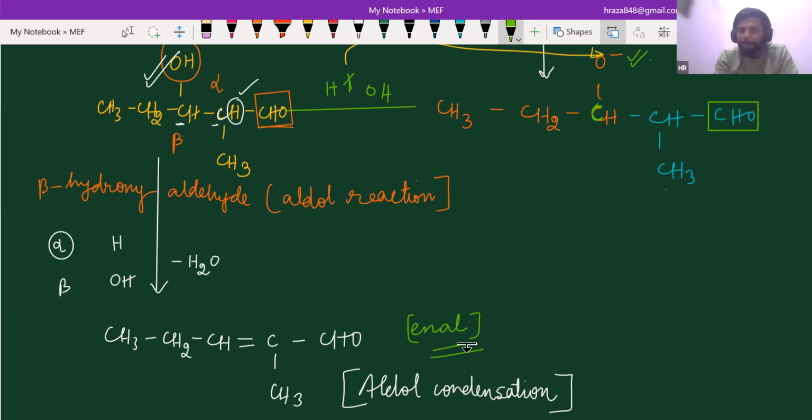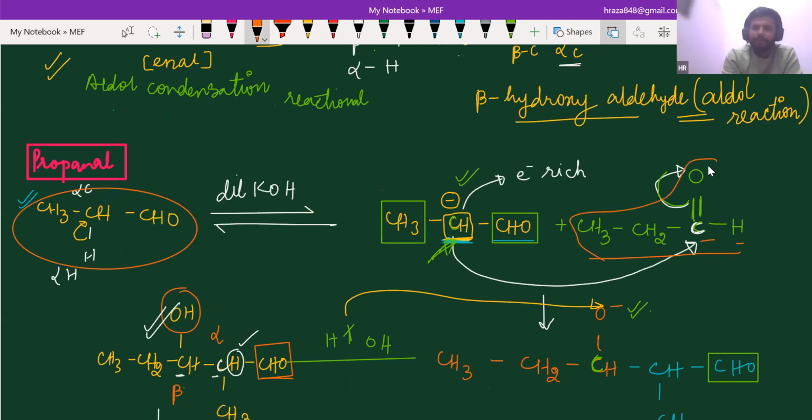Which is the first mole? This is the first mole. We take 2 moles for aldol. This is the first mole. This is the second mole. You can see both are the same now.